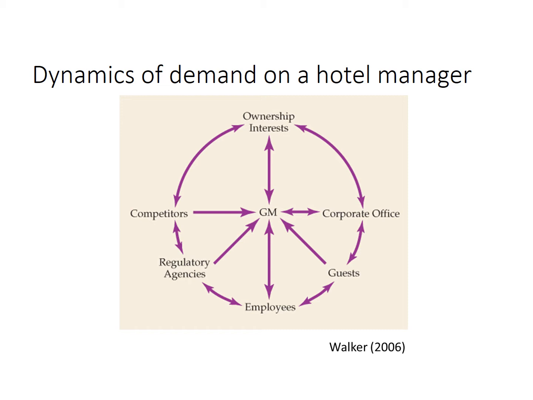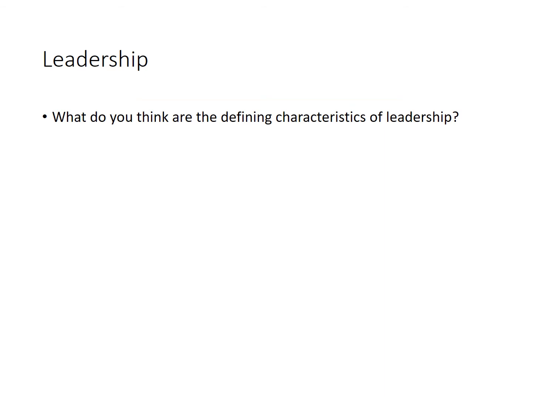And the general manager then will have dynamics in terms of ownership interests. You need to think about what the corporate office will be saying to him, taking into consideration all the guests and the guest expectations and the guest experience cycle. He needs to take into consideration the employees, regulatory agencies, and what the competitors are doing. So these are all the dynamics of demand on the hotel manager, or the general manager in this case, according to Walker 2006.